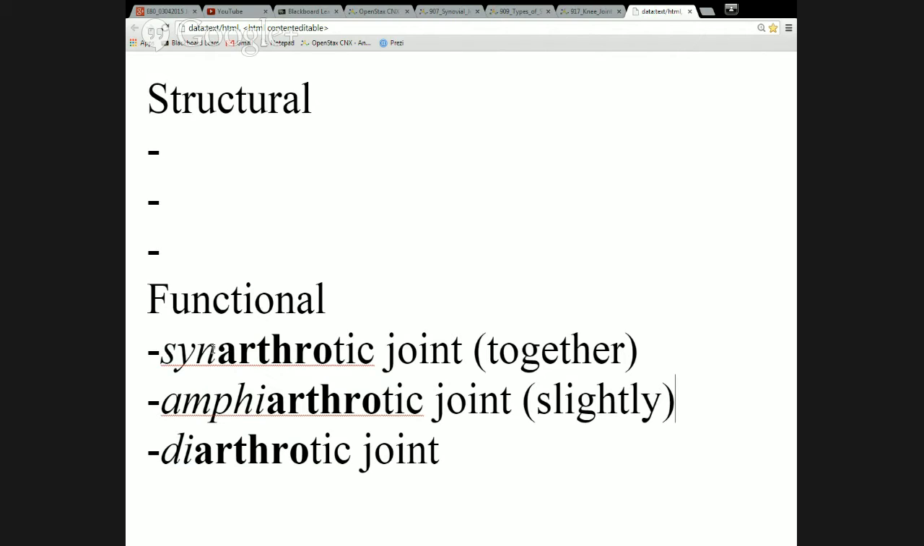But that's an amphitheater, a partially covered theater. And amphiarthrotic joints are partially movable joints. And to really stress what I mean by that, I want to say slightly more than partially.